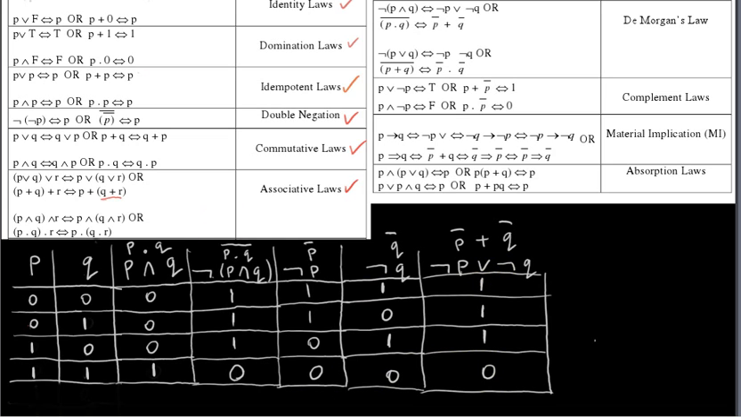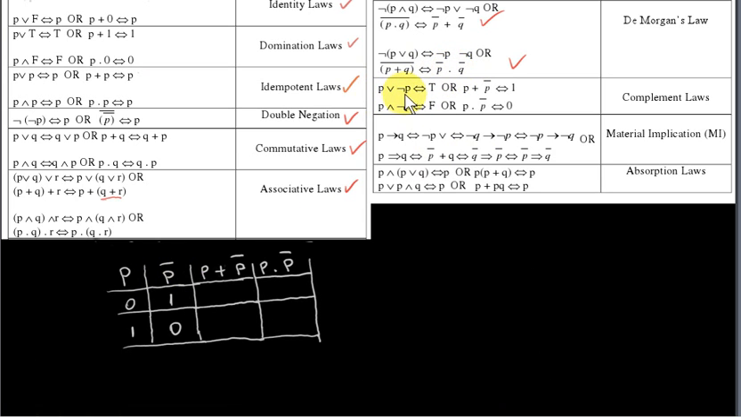So now we can see straight away that this column here is equivalent to this column here. So not (P and Q) is equivalent to not P or not Q. So we've proven the first of De Morgan's laws. Now the second De Morgan law is got by replacing the dot with the plus. So we get not (P or Q) is equivalent to not P and not Q. I won't bother proving that.